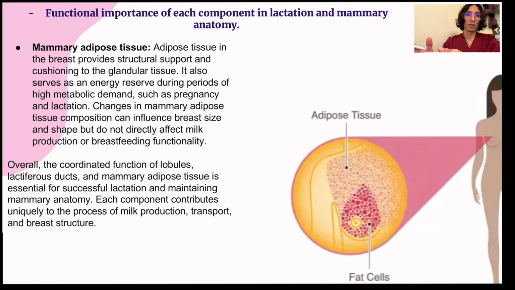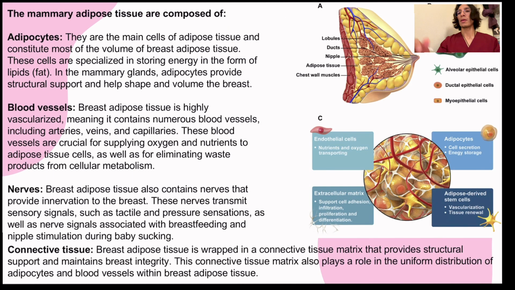Overall, the coordinated function of lobules, lactiferous ducts, and mammary adipose tissue is essential for successful lactation and maintaining mammary anatomy. Each component contributes uniquely to the process of milk production, transport, and the breast structure. The mammary adipose tissue is composed of adipocytes, blood vessels, nerves, connective tissue, and others.